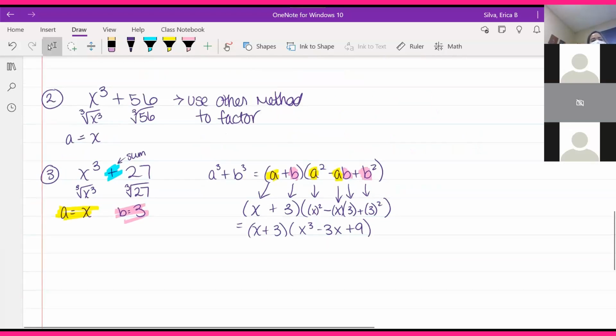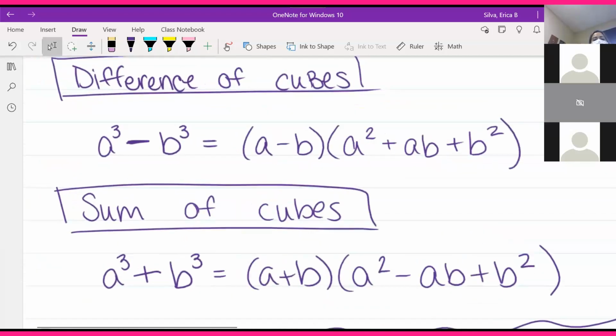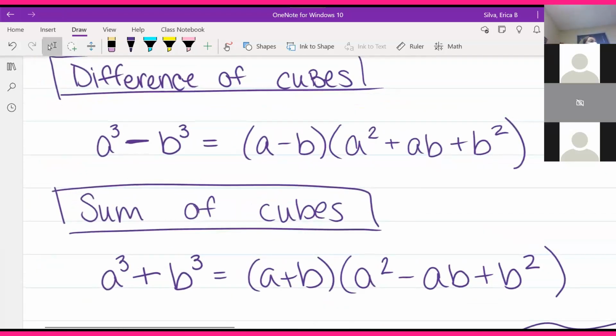All right, I'm going to put the formulas up here. Go ahead and go back to your Pear Deck, and go ahead and factor this first one: x cubed plus 125.